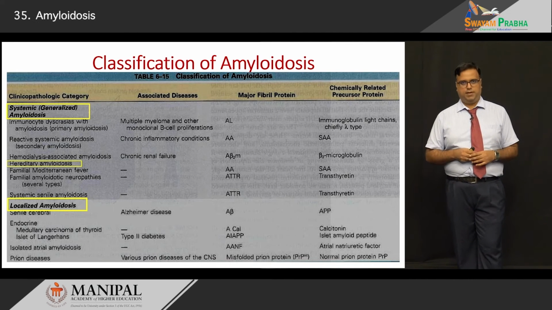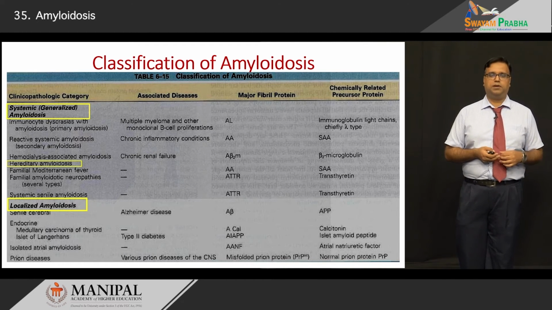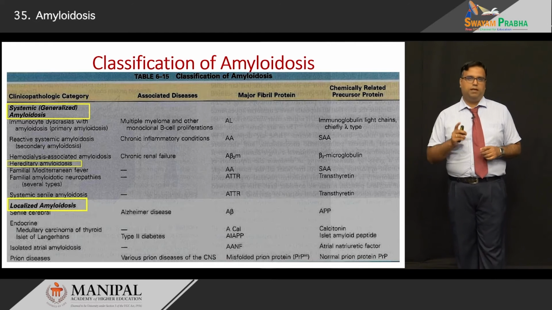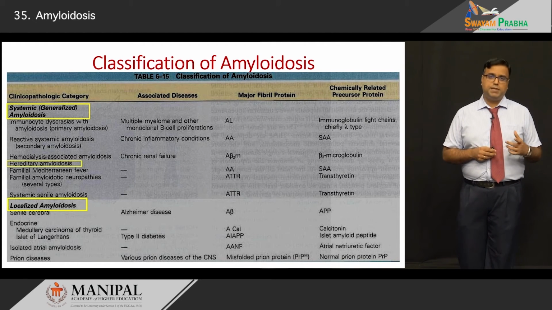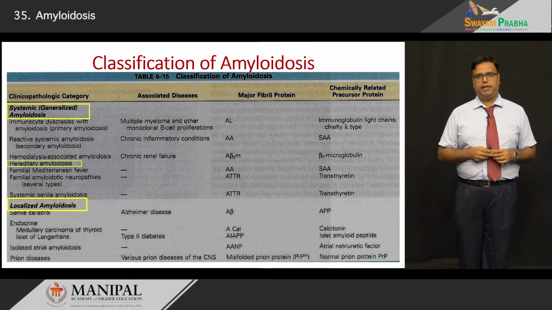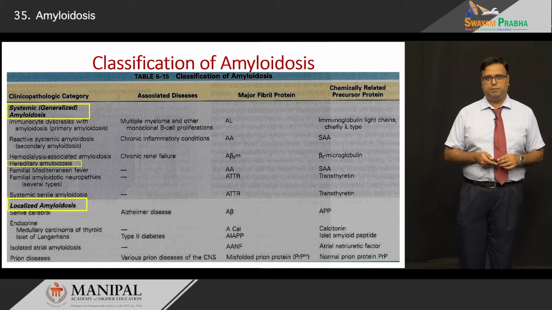We've spoken about Alzheimer's earlier. Other than that, you can have them associated with prion diseases, which I've spoken about earlier. And importantly, in the context of tumors, you have a couple of endocrine tumors where you will see amyloid deposition. One chief one is medullary carcinoma of thyroid, and sometimes even in type 2 diabetes, in the islets of Langerhans in your pancreas, you can see this amyloid being deposited.